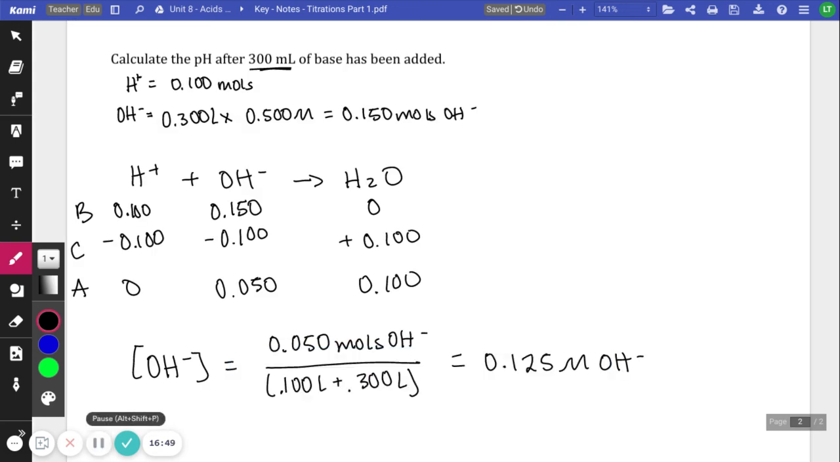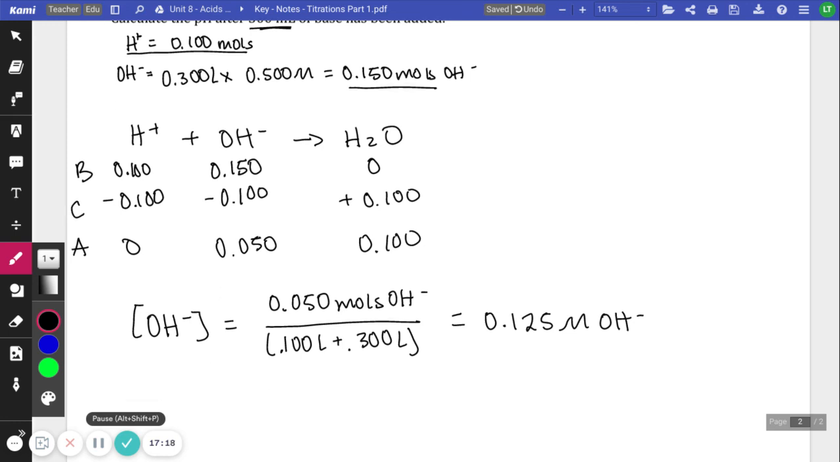All right, let's go over it. So once again, we're starting with 0.100 moles of hydrogen because we're just going from that initial problem. We're just now calculating with more base being added this time. And then for our hydroxide, we had 300 milliliters, so 0.3 liters times our molarity gives us that we are starting with 0.150 moles of hydroxide. So our initial, or our before, of our hydrogen is that we have 0.1 moles. We have 0.150 moles of hydroxide, and we should have no water.